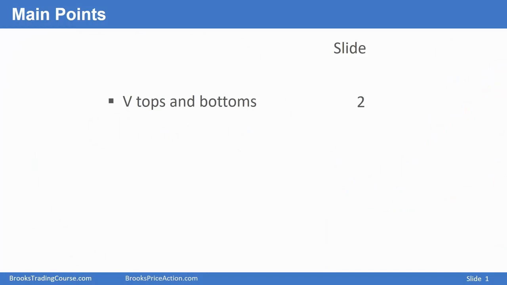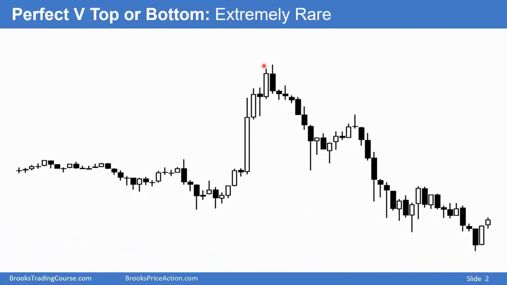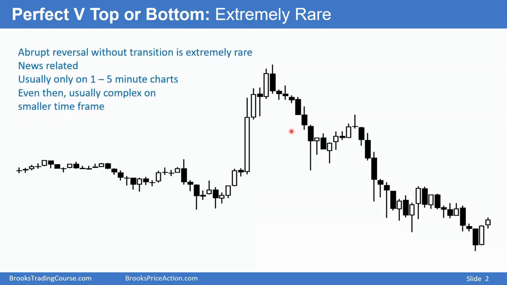In this video, I'm going to be talking about V-tops and bottoms. I rarely ever use the term V-top or V-bottom because V-tops and bottoms usually are something else. A very strong bull breakout and then a very strong reversal down. It's a V-top. Perfect V-tops and V-bottoms are extremely rare, usually only present on smaller time frame charts like 1-minute charts or 5-minute charts, usually news related.